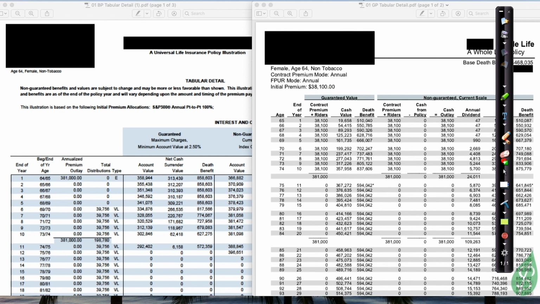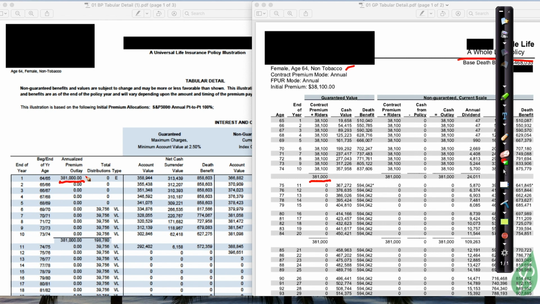Out of curiosity, let's see what we can illustrate, and if we can illustrate something that'll be any better for this lady. All right, here's what we were able to do. Female, age 64, non-tobacco, nothing changed there. I'm using a different product. I'm using a whole life policy because it's going to make this into a better policy for her. All right, I want to point out something different in the way these policies were funded. This one is funded over 10 years instead of all in the first year, like the bad policy was, but same amount of money.